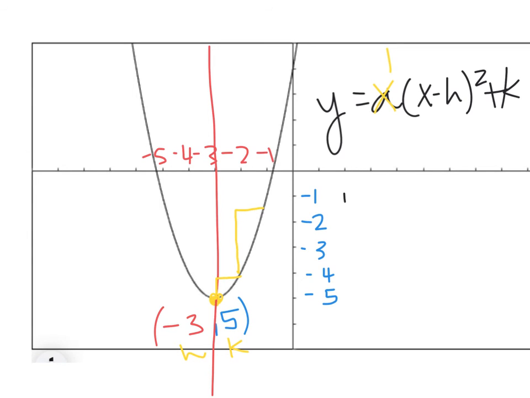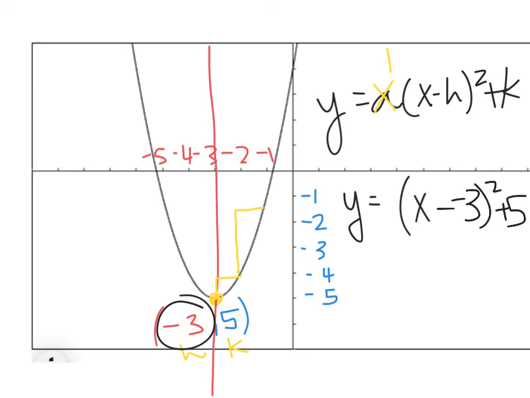So now when I'm filling it in, y is equal to, I don't have an a, x minus a negative 3 squared plus 5. Now we don't like negative, negative, so remember that becomes a positive. So when you enter this into your test, you're going to make this x plus 3 quantity squared plus 5.